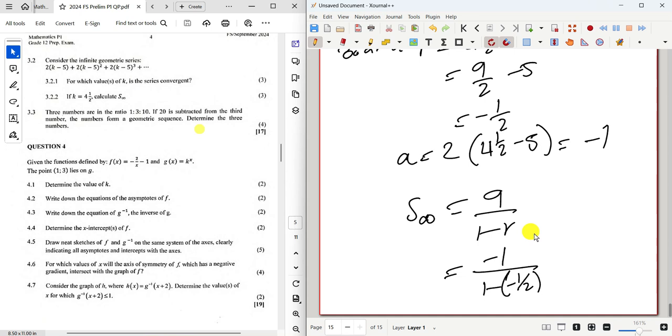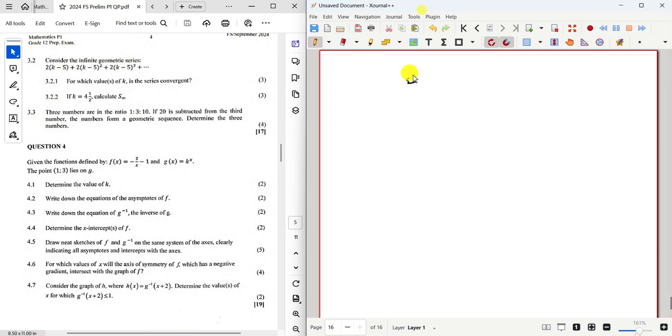I don't have a calculator. Oh, I do have one. Minus 1 over 1 plus 1 over 2. Yes, it's minus 2 over 3. Okay, perfect. So it is minus 2 over 3. All right, so this is it. Oh, we're supposed to be done in like 26 minutes, I think we are heading somewhere.